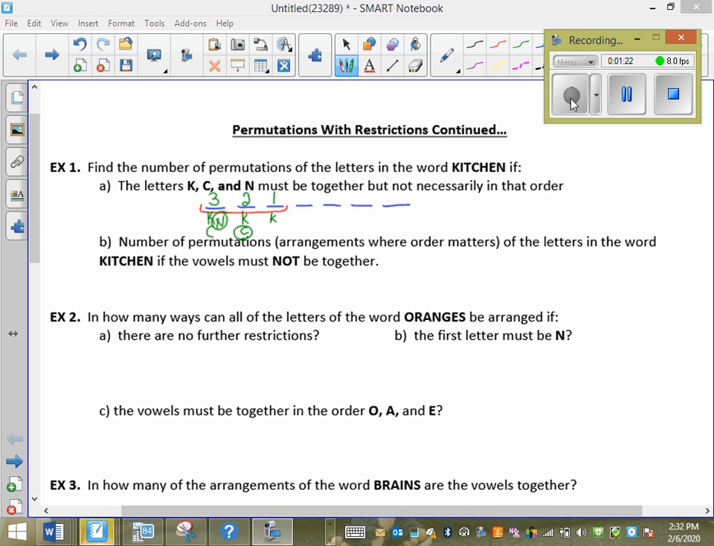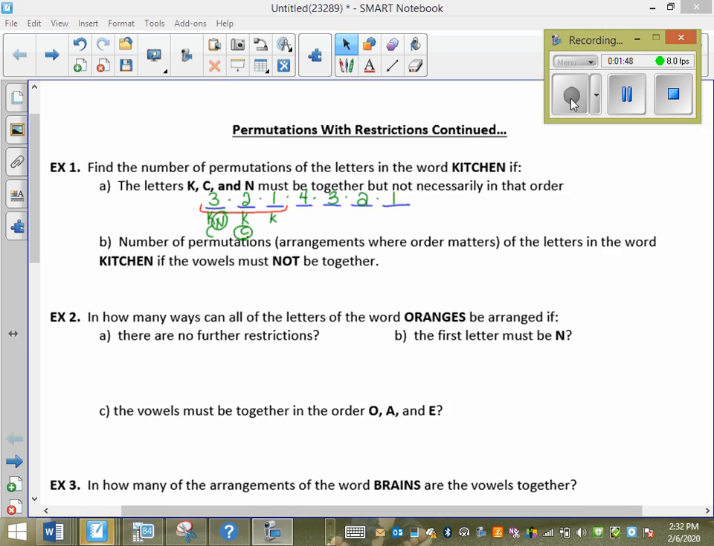How many letters have I used up? 3. How many letters do I have left? 4. So I have 4 for here, then 3, 2, 1. Now this would be the answer if I said must be together at the front. Does it say that? No, it says they must be together. So we also have to count all the ways that they can be together.